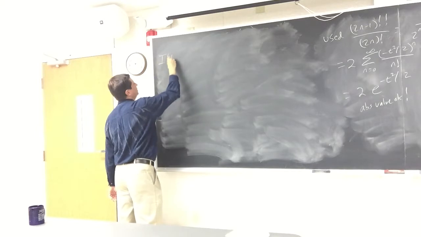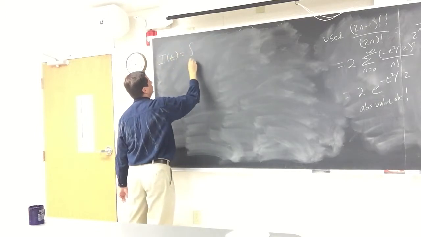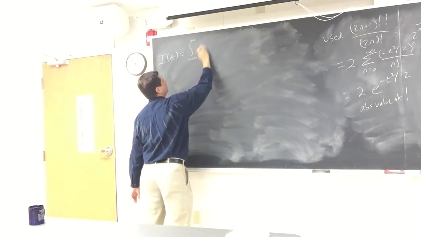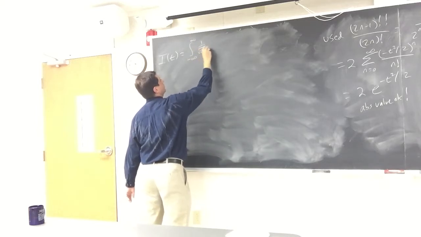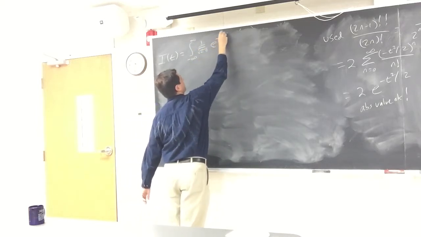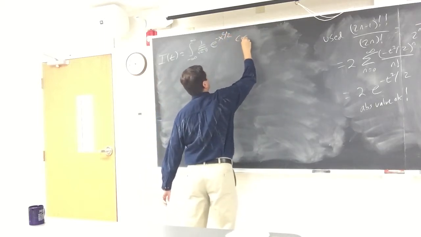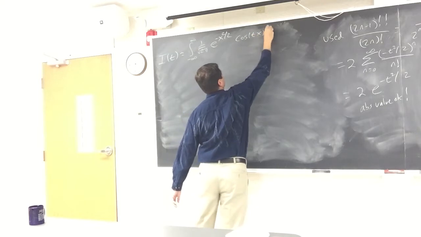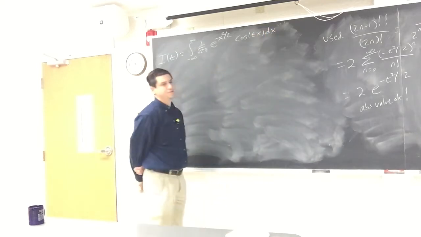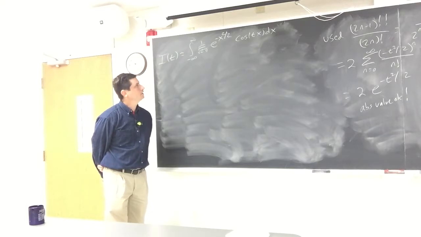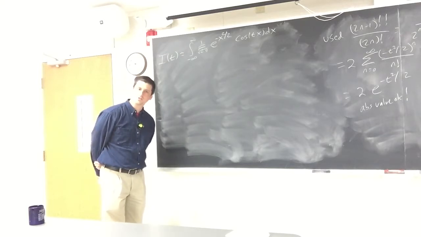Let I of t be the integral from minus infinity to infinity, 1 over square root of 2 pi, e to the negative x squared over 2, cosine tx dx. We already know that it's enough to do this. I'm going to differentiate under the integral sign.